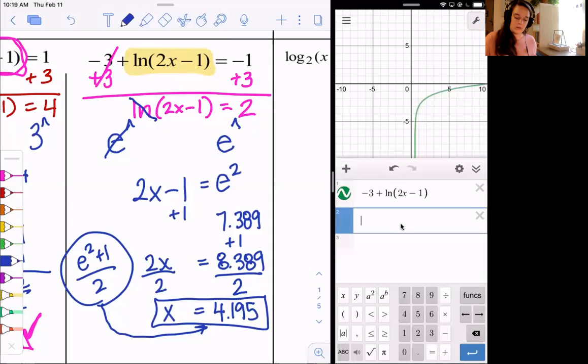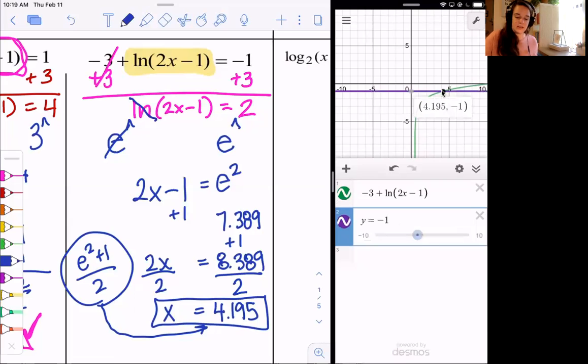And then I'm going to put y equals -1, right? And I'm going to click right here. My correct answer is 4.195, and I got 4.195. Amazing. So we checked our solution.